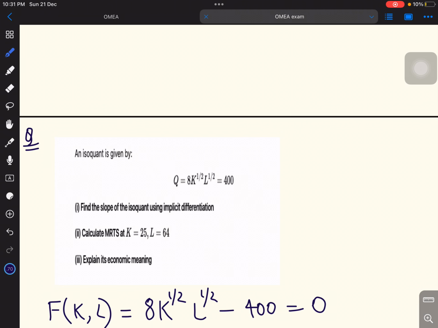So the next question is where the isoquant is given to us as Q = 8K^(1/2) L^(1/2) = 400. We had to find the slope of the isoquant using implicit differentiation, calculate MRTS, which is the marginal rate of technical substitution, at K = 25, L = 64, and explain its economic meaning.